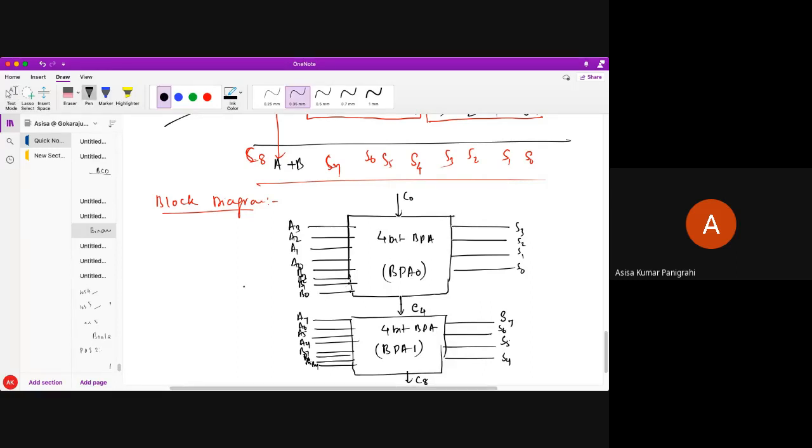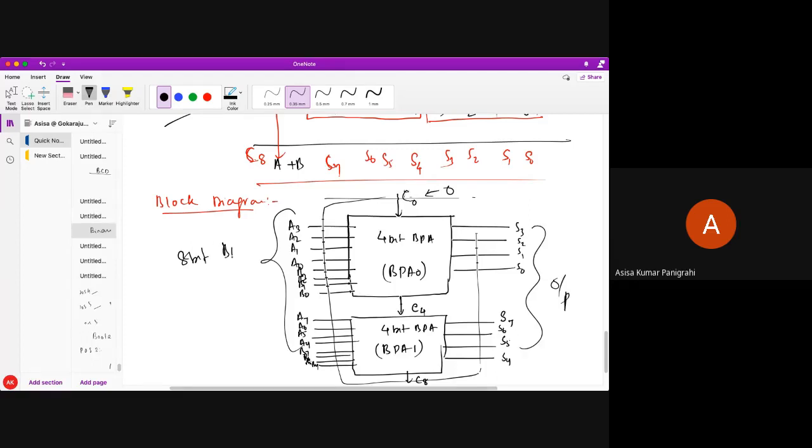So this is actually what you have designed, the 8-bit BPA. This is my complete 8-bit BPA, where these are my inputs, and this is another input C0, which is the input carry, always 0, and these are my outputs of this 8-bit BPA. So this is my 8-bit BPA using only 4-bit BPAs. So you need to understand, in order to design an 8-bit BPA I require two BPAs, BPA0 and BPA1.